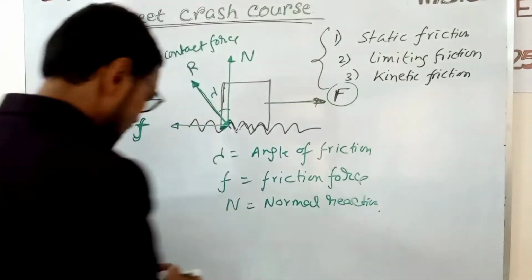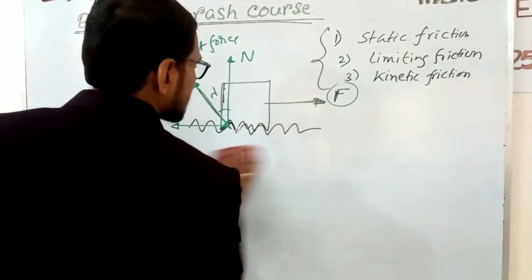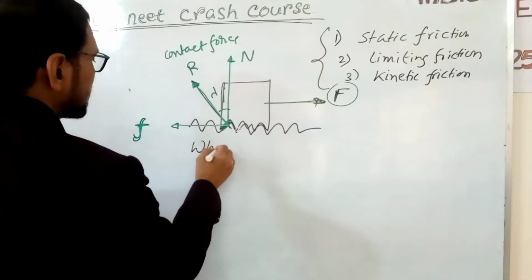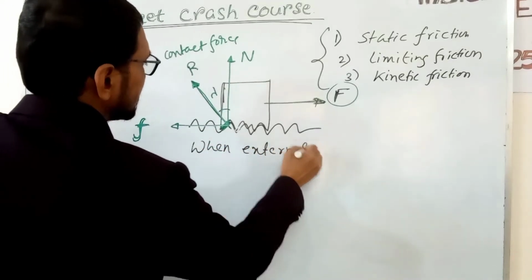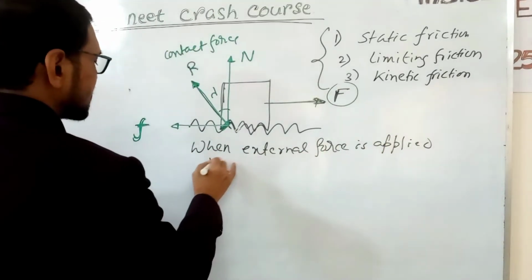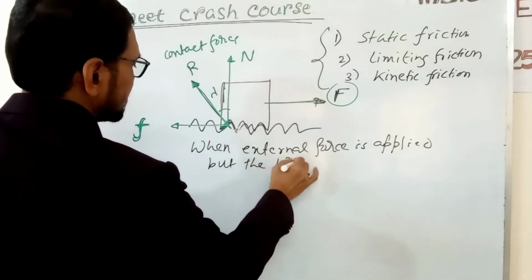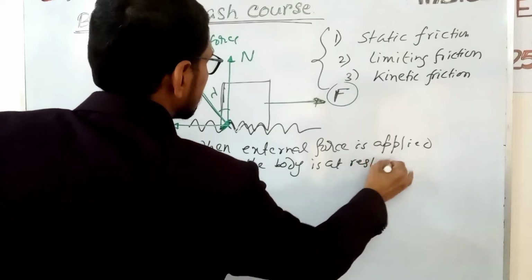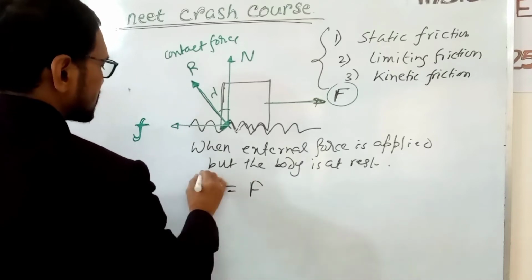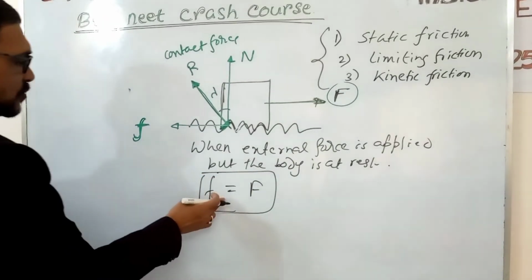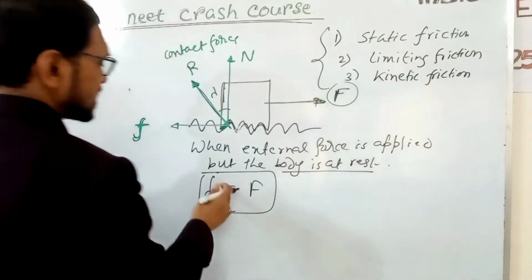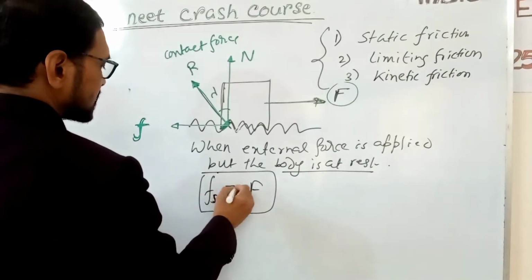First we get static friction. When does static friction act? When an external force is applied but the body is at rest, then static friction acts. What is the static friction? Static friction Fs is equal to the external force. So the formula of static friction: it equals the external force when the body is at rest.